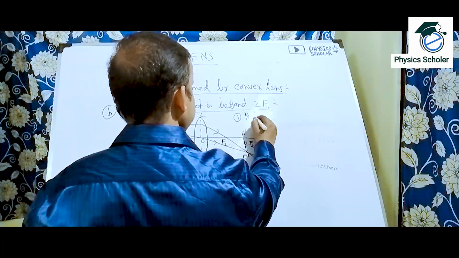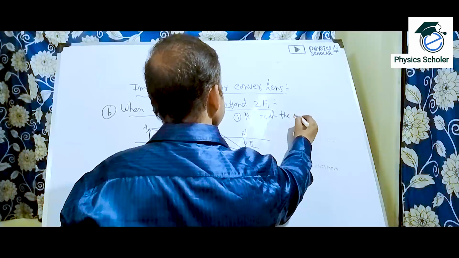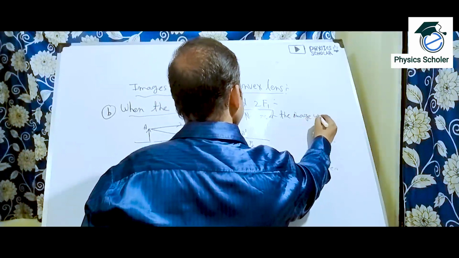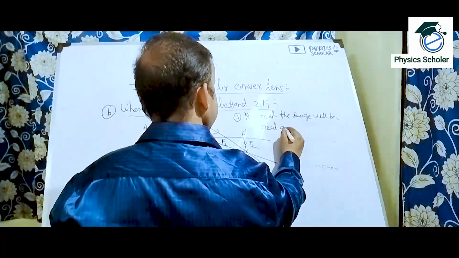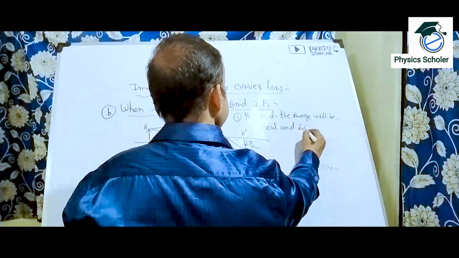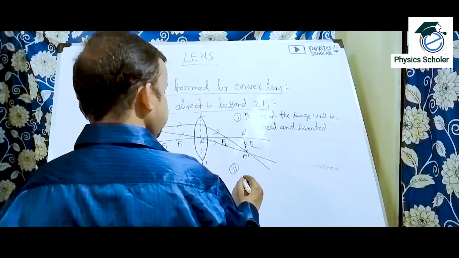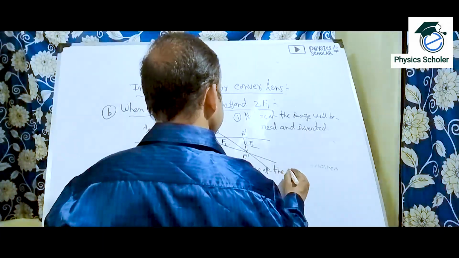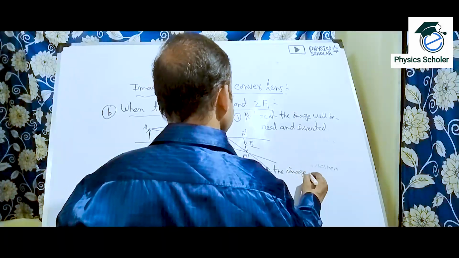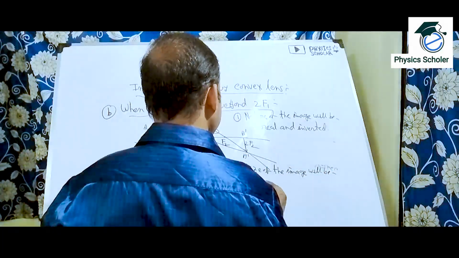So what will be the nature of the image? Real and inverted. Real images are always inverted. Number 2, size of the image will be diminished, not much more.